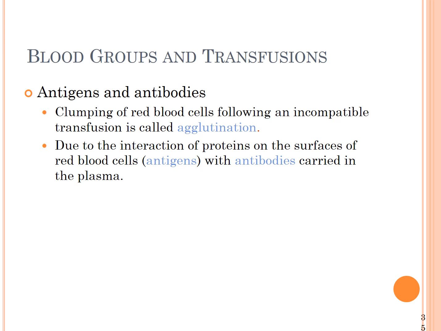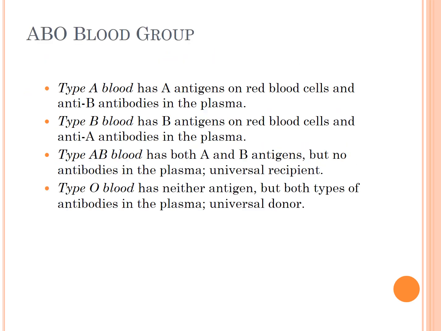Blood groups and transfusions. The clumping of red blood cells following an incompatible transfusion is called agglutination. This is due to the interactions of proteins on the surface of red blood cells, known as antigens, with antibodies that are carried in the plasma. Let's look at the ABO blood group.